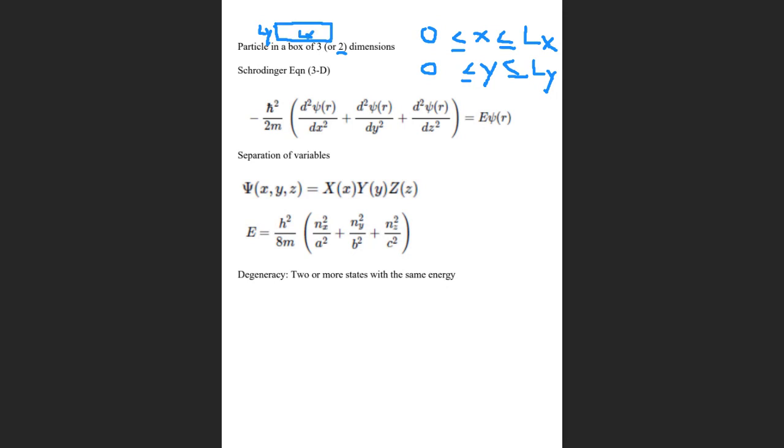So in the box I've drawn, Lx is longer than Ly, for example. Okay, then all you need to do, now, since it's a 2-dimensional function, psi is a function of x and y, is add a term to the Hamiltonian. Here is the first term for the second derivative in x. Here is a second term of the operator for the second derivative in y.